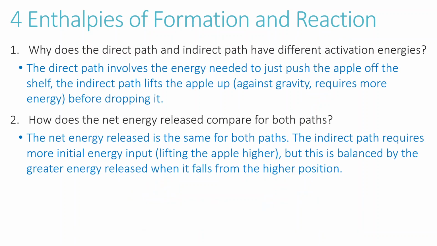So why do the direct path and indirect path have different activation energies? The direct path involves the energy needed to just push the apple off the shelf, whereas the indirect path involves lifting the apple up against gravity. This is going to require more input of energy before dropping it. So that's why we have a larger activation energy for the indirect path.